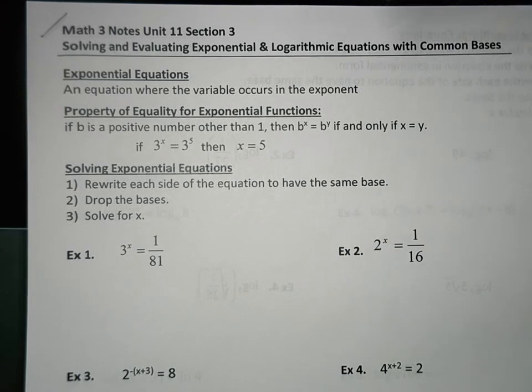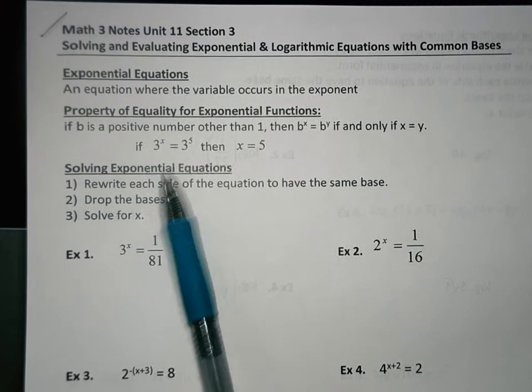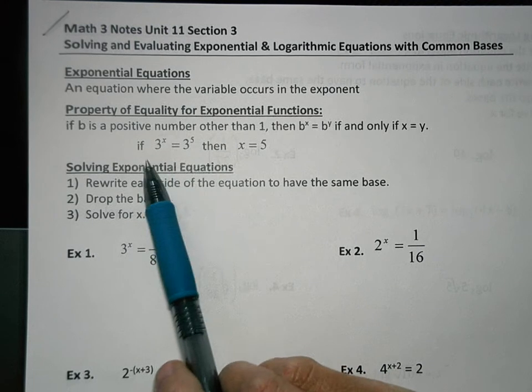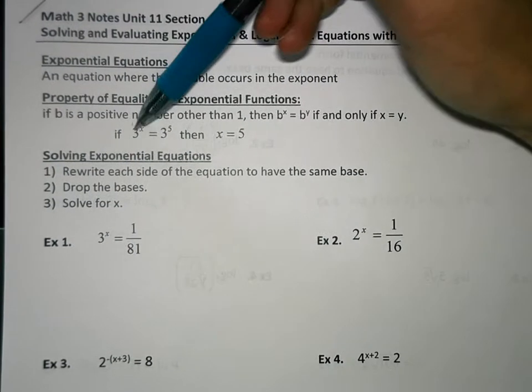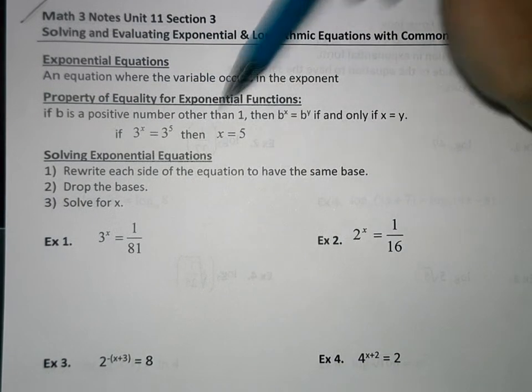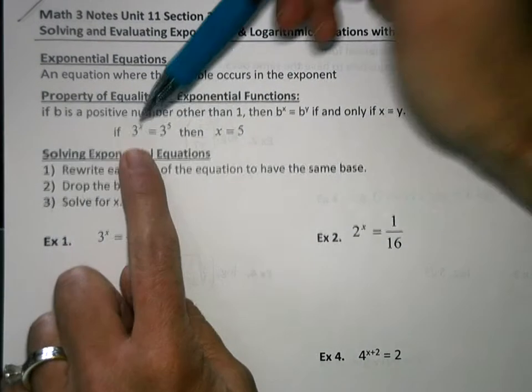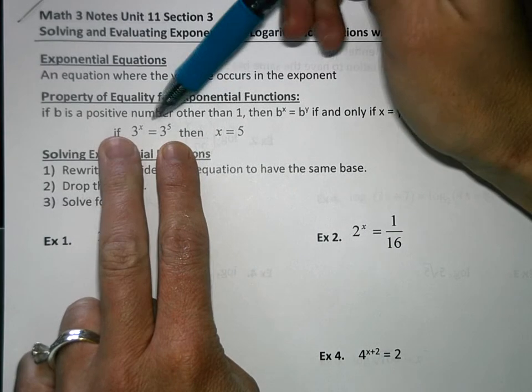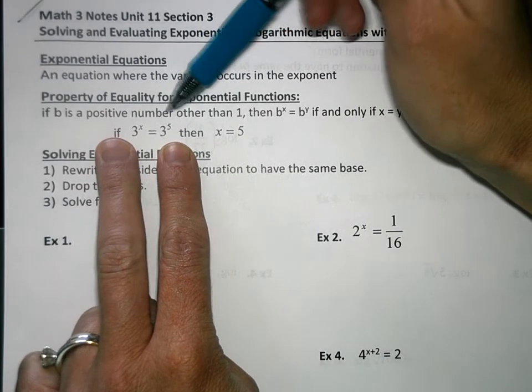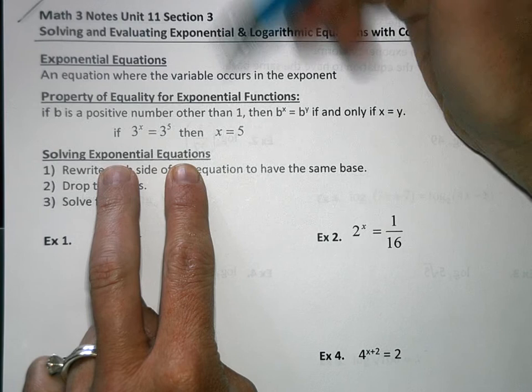And I talked about this a little bit when we were reviewing homework, but the property of equality for exponential functions is that if you get them to have like bases, and the base has to be positive, once the bases are like, you drop the bases and that gives you the answer. So this would make sense if you have 3 to the x equals 3 to the 5th, then x does equal 5. They're in the same spot and both of the bases are the same.